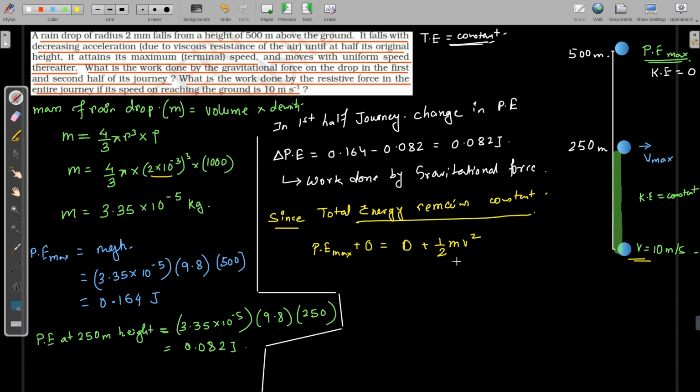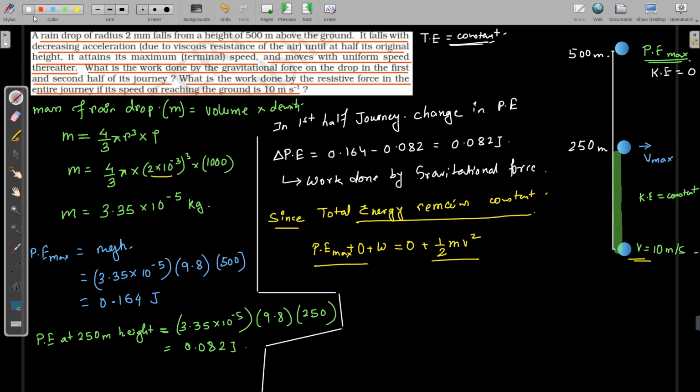Now we have to understand here, in this part, if we calculate, we will see that whatever the maximum potential energy, the kinetic energy is not the same. Why is that? Because some amount of negative work has been done, by the resistive force. So PE max plus kinetic energy 0 plus work done by the resistive force is equal to 0 plus half mv square.